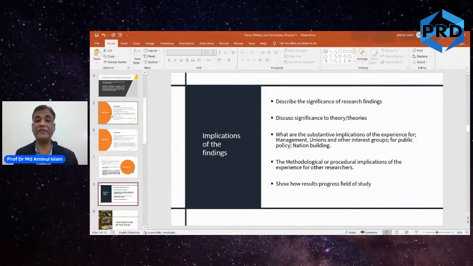What are the substantial implications for management, unions, other interest groups, or public policy, nation building? All right, so you are describing the implications to the other stakeholders. That's what I have been arguing. If there are any methodological implications, like you are proposing a new methodology, a new instrument like a new questionnaire, or you are using a totally new kind of data analysis method, there are also implications you have in this field of study. And you show how results progress the field of study. We talked about it.